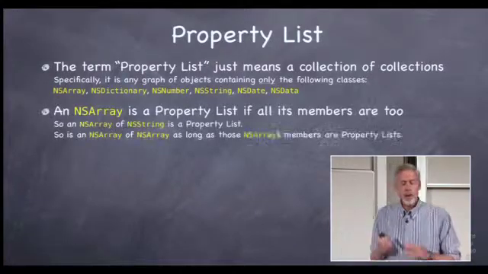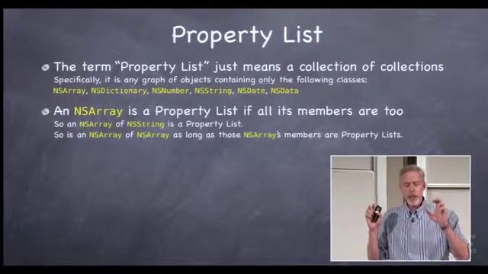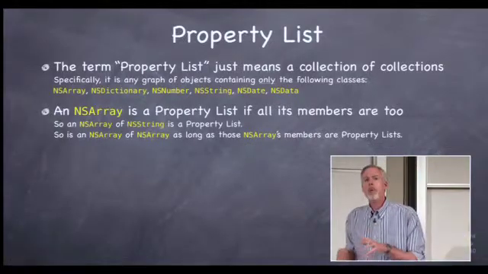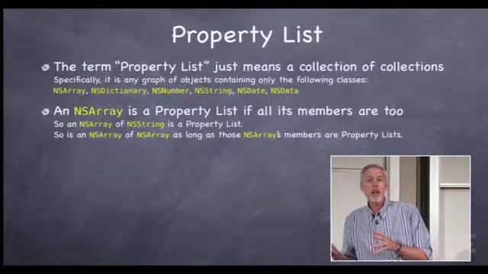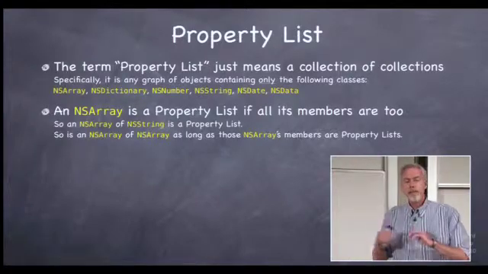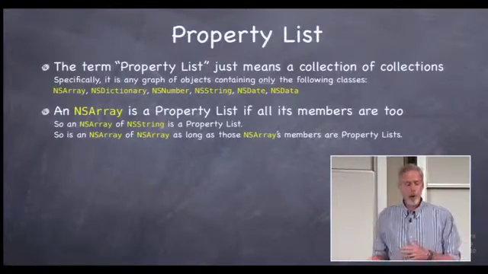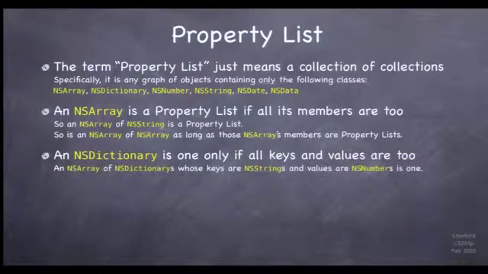So for example, an array would be a property list if all the members in the array were also property lists. So if they were all strings, or if they were all arrays of something that is also a property list, you'd be able to call that array a property list. Or for a dictionary, all the keys and all the values must be property lists. I use an example here, an array of dictionaries whose keys are strings and values are NSNumbers, that would be a property list, because everything is one of those 6 classes.